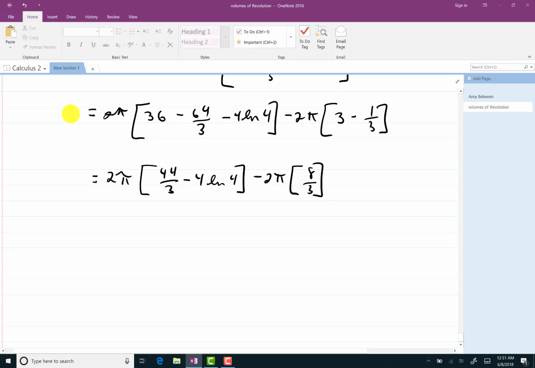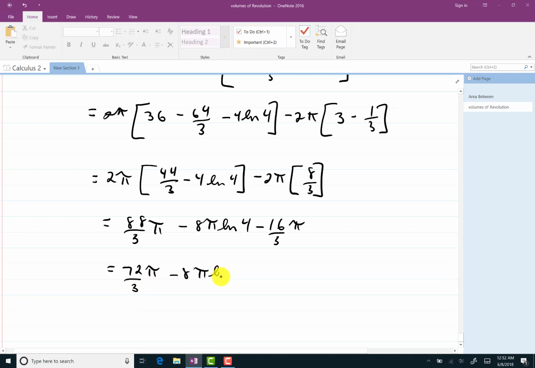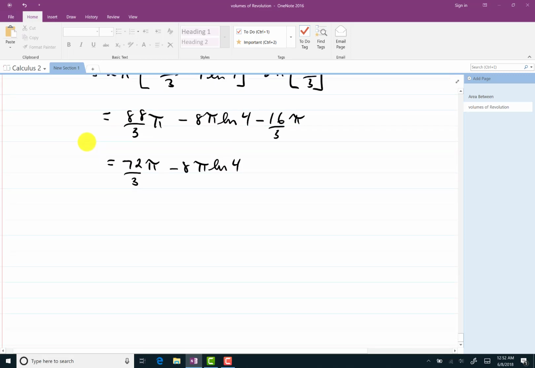Okay, so let's see what we get. I'm going to get 2 pi times 44 over 3. That'll be 88 over 3 pi minus 8 pi ln 4 minus 16/3 pi. So I can take care of 88 minus 16. Oh, that's nice. That's 72. So I get 72 pi over 3 minus 8 pi ln 4, which equals 24 pi minus 8 pi ln 4.